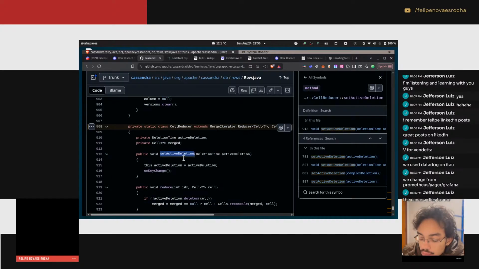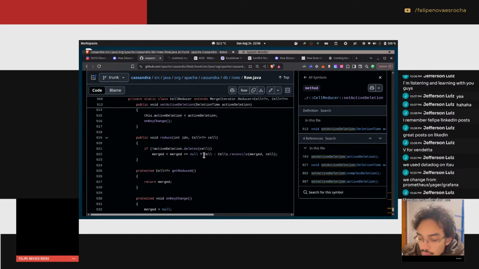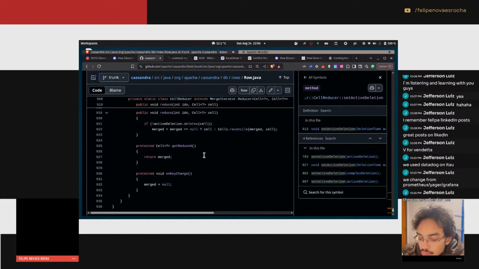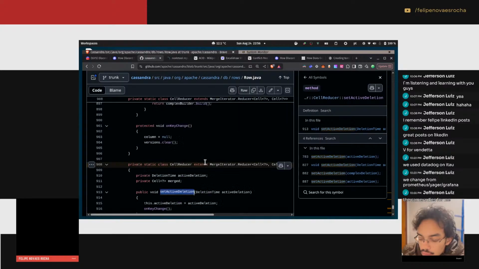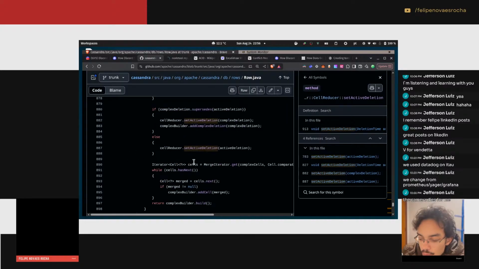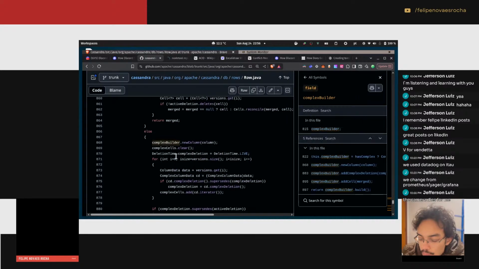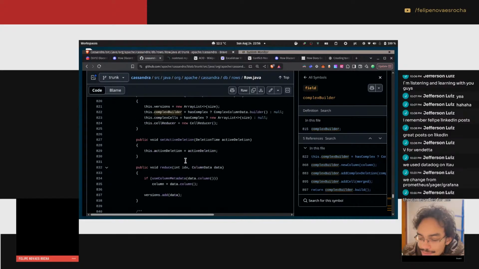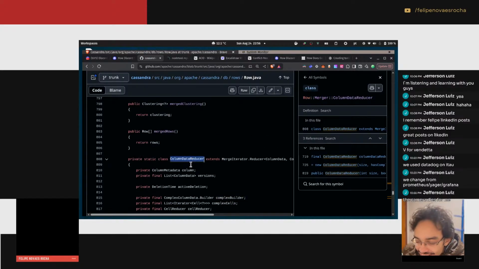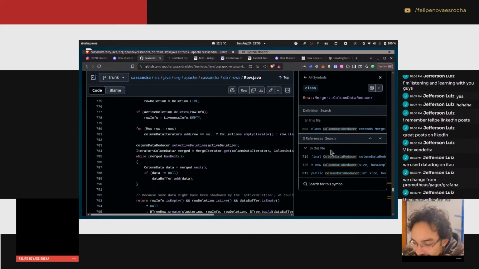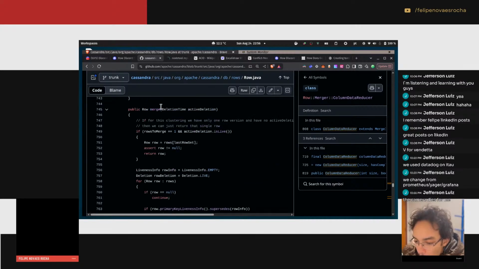Okay. Set active deletions. Yeah, so complex. Complex stuff. They have complex builders here. Literally complex. They have a column data reducer. Nice. That's just a raw file. Imagining all the database stuff.